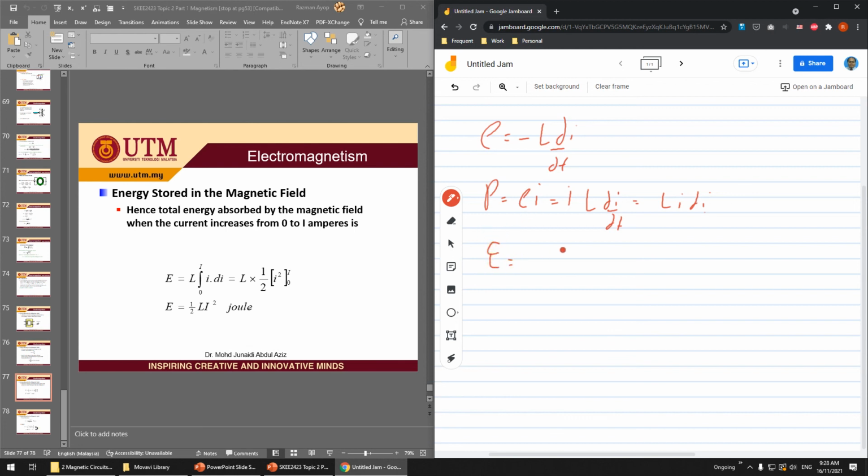So E is basically you integrate P. Because L is a constant, you integrate i di and you get L divided by 2 times i squared, from 0 to i. So basically energy stored inside the magnetic field is 1 over 2 L i squared. Energy is in joules. This is how you derive it, but derivation is usually in theory. For this case, make sure you memorize this: E is 1/2 L i squared.